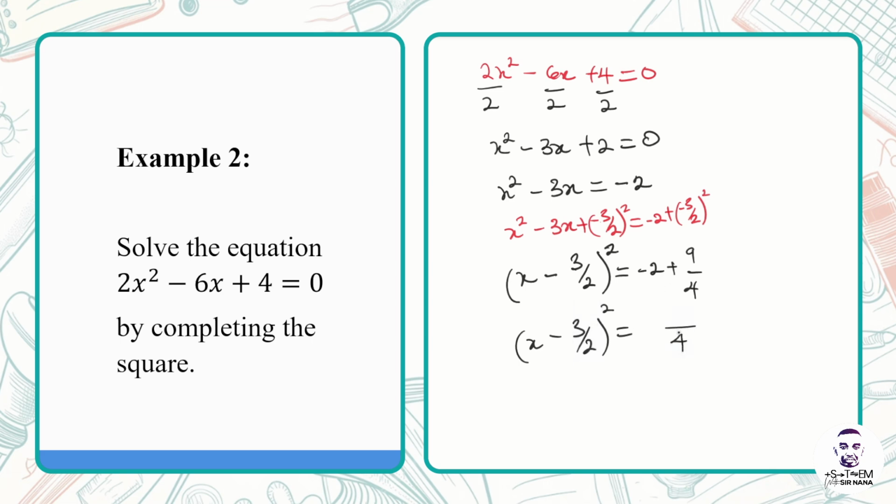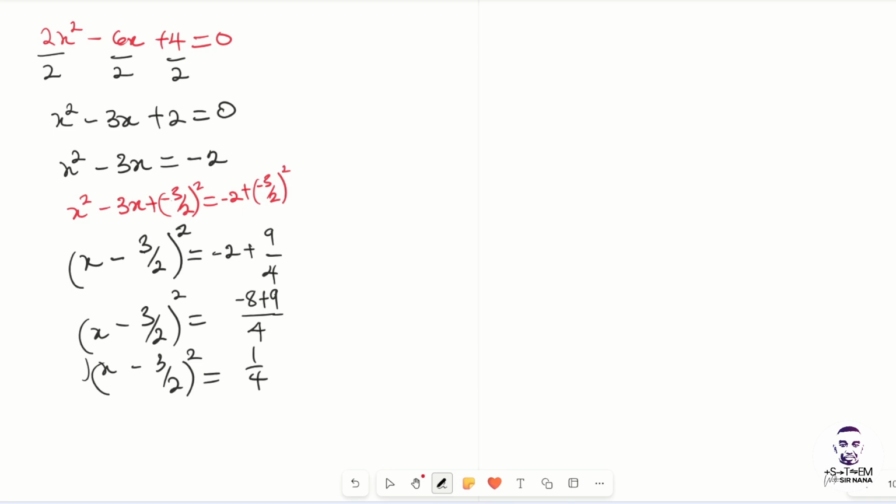When we simplify this, the LCM is 4. 4 multiplying negative 2 gives us negative 8, plus 9. So x minus 3 over 2 all squared will be equal to 1 over 4. Now we can find the square root of both sides, which gives x minus 3 over 2 equal to 1 over 2. Remember that the square root gives a positive and negative value, so it's plus or minus.